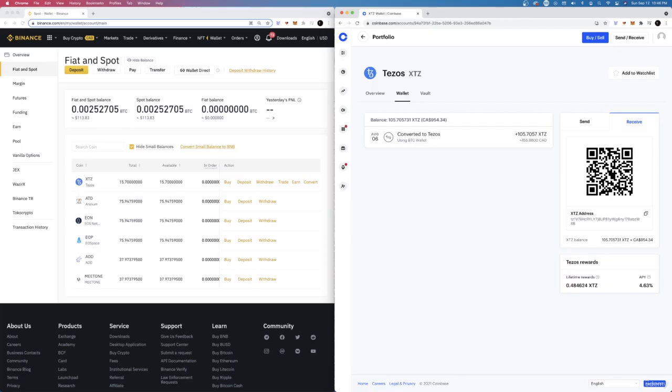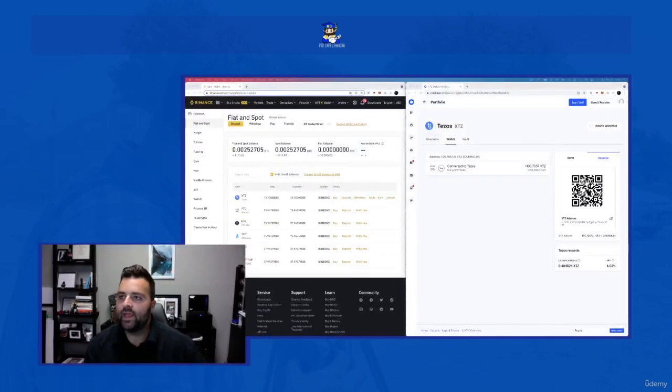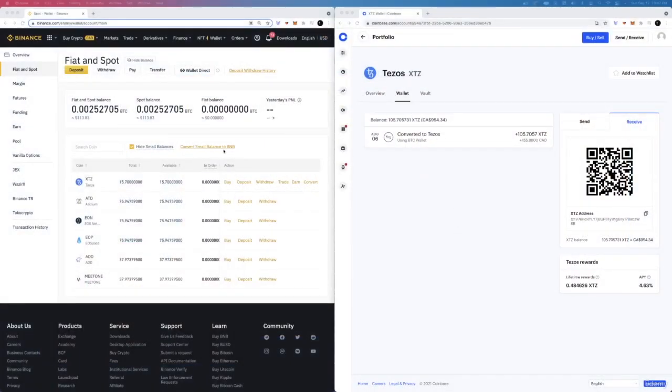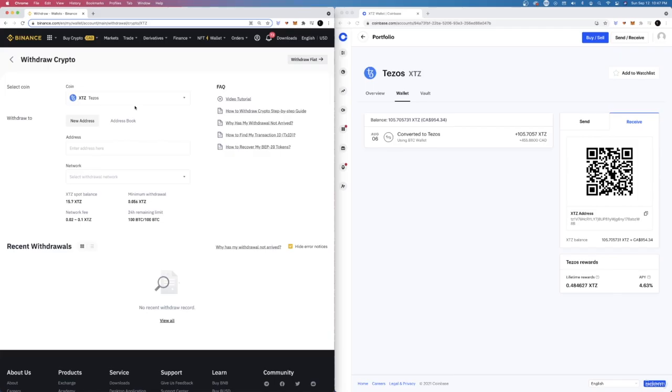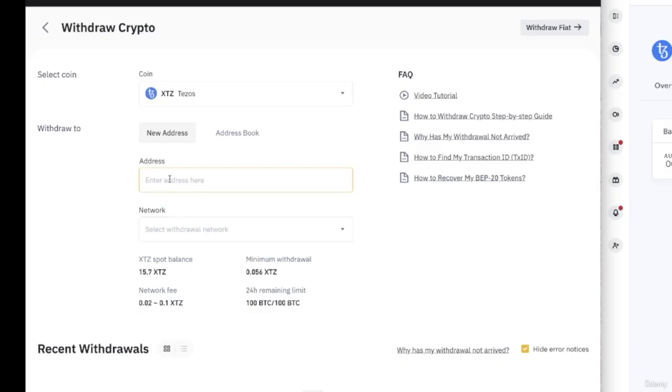So think about it this way. You have an account number with your bank account. Somebody wires you money to your bank account, then it gets stored into your bank. So it's kind of similar in that regard, okay? So what we're gonna do is just go over to the left side. We're gonna hit withdraw, and again, you're paying a fee every time you do this. So we're gonna put in our address.